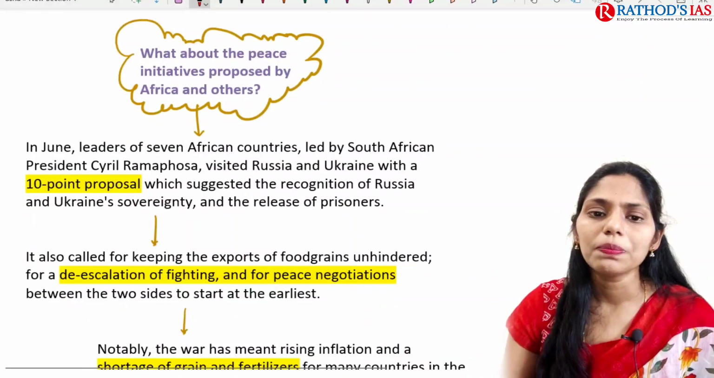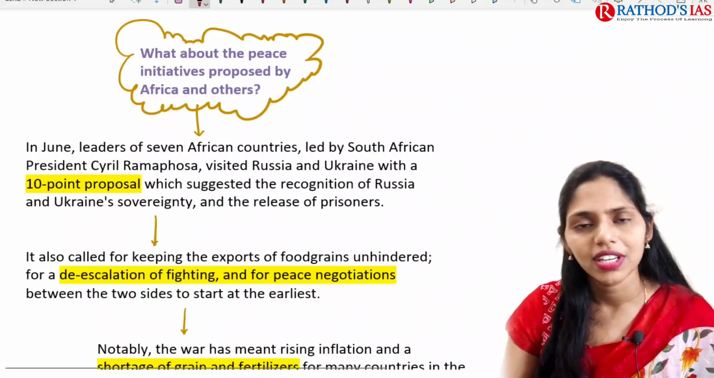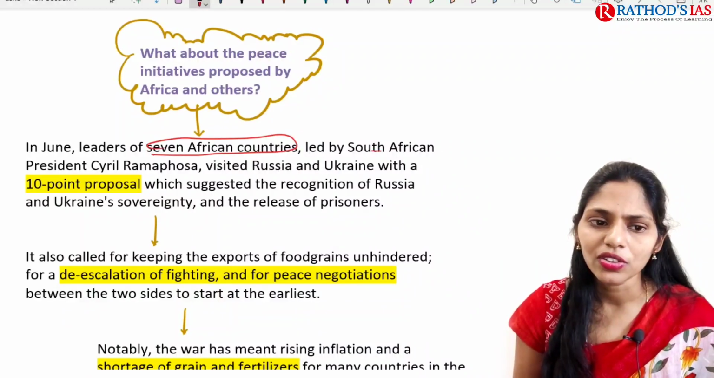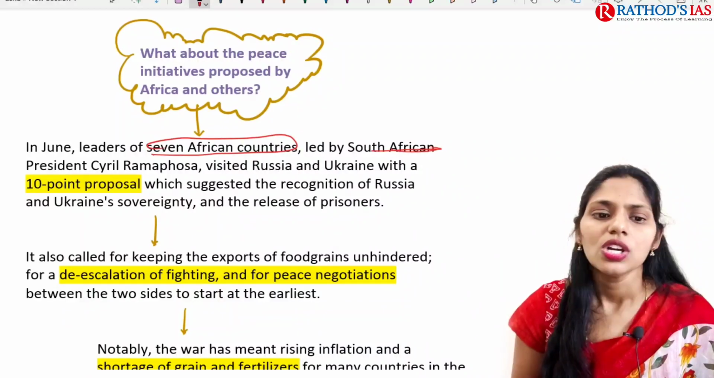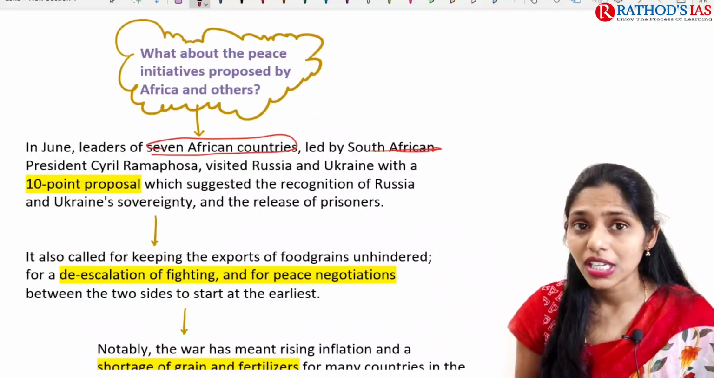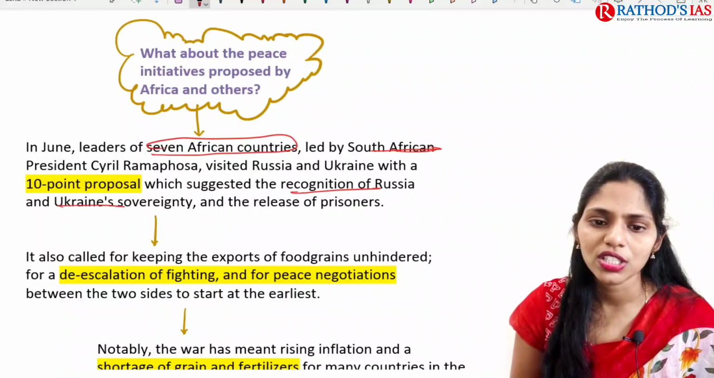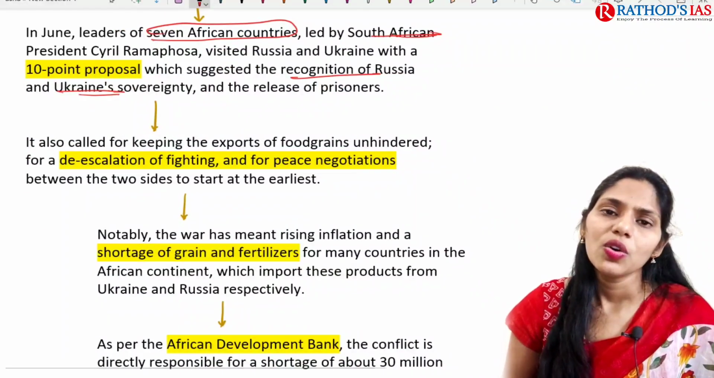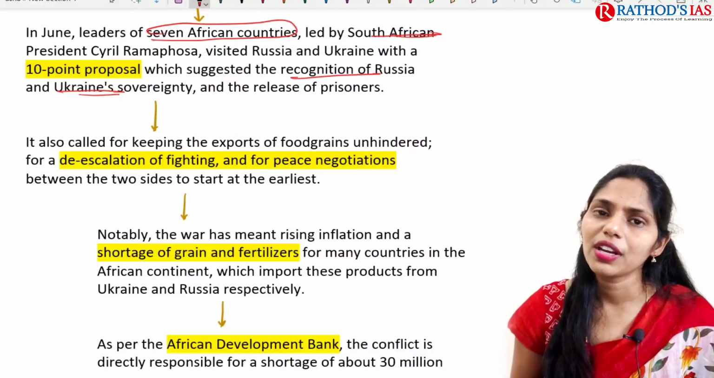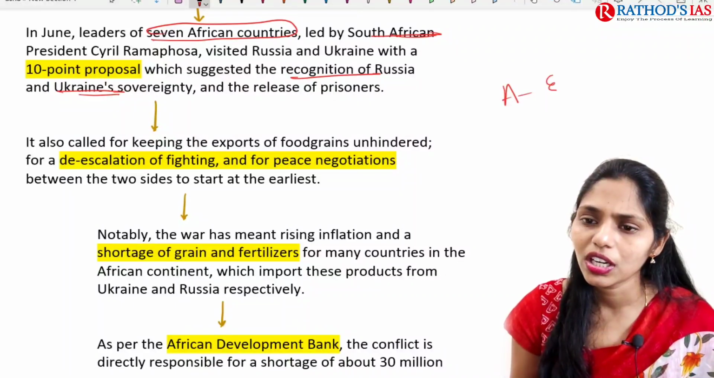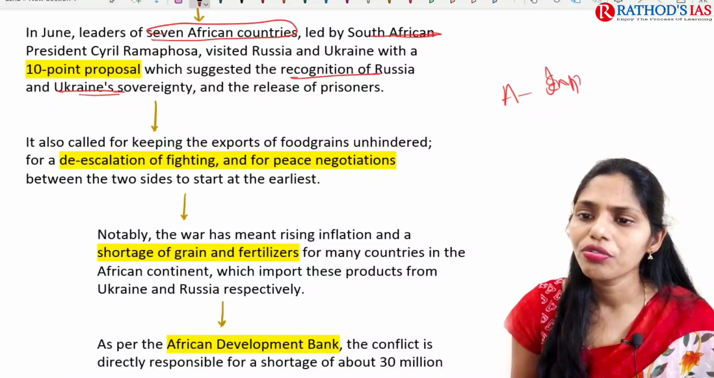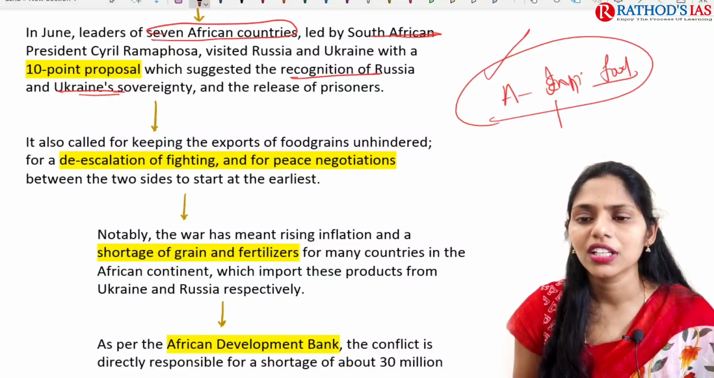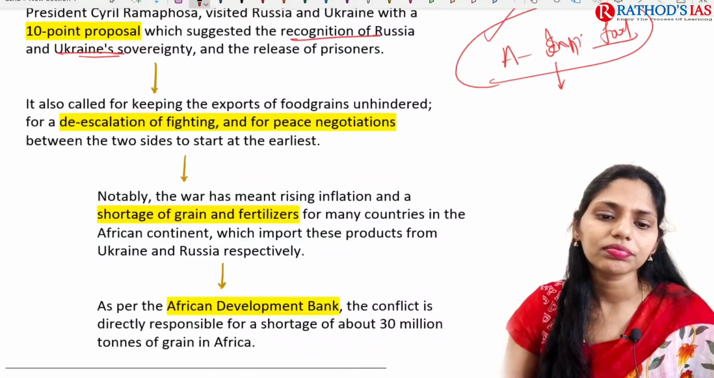If you are talking about the peace initiatives proposed by Africa and other countries, in June the leaders of 7 African countries, led by the South African president, came up with a 10-point proposal which suggested recognition of Russia's and Ukraine's sovereignty, and they also talked about the release of war prisoners. Why? Because food exports are very important. Africa gets its imports of food grains from Russia and Ukraine, and because of this war it has affected the food security of Africa.